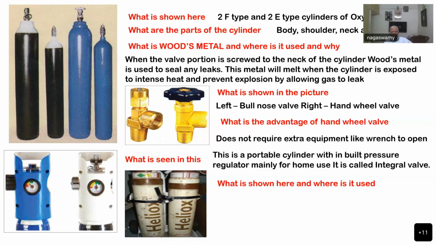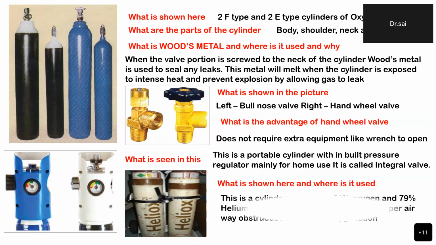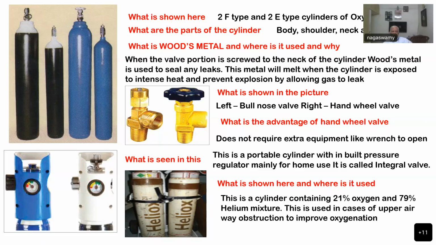Where is it used? To relieve laryngospasm. Upper airway obstruction. This is a cylinder containing 21%, you can see 21 here, 21% oxygen and 79% helium mixture. And this is used in cases of upper airway obstruction to improve oxygenation. Okay, that is the use of that.